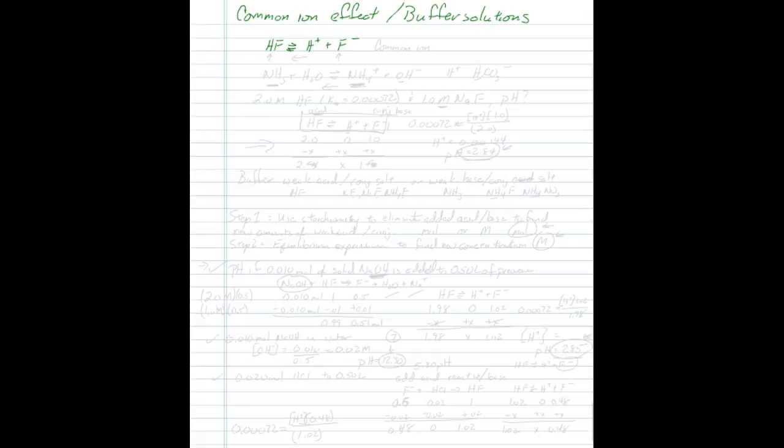If you have an equilibrium and you dump in some sodium fluoride or some other aqueous salt, what that does is it increases the amount of fluoride. This is large because it's a weak acid. Therefore, the equilibrium shifts to the left, decreasing the acidity and raising the pH. So this is a common ion effect.